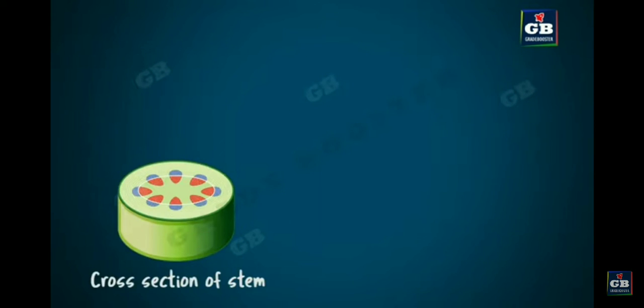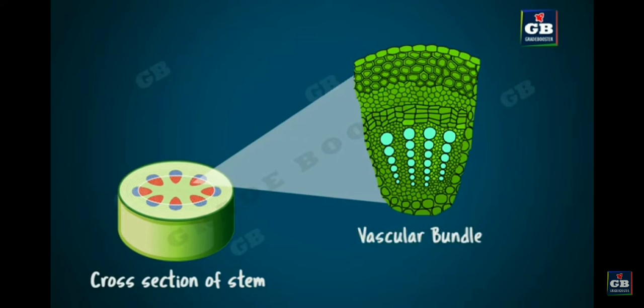Xylem and phloem join together to form a vascular bundle. These two are called the conducting tissues of the plant. This is all about the complex permanent tissue.